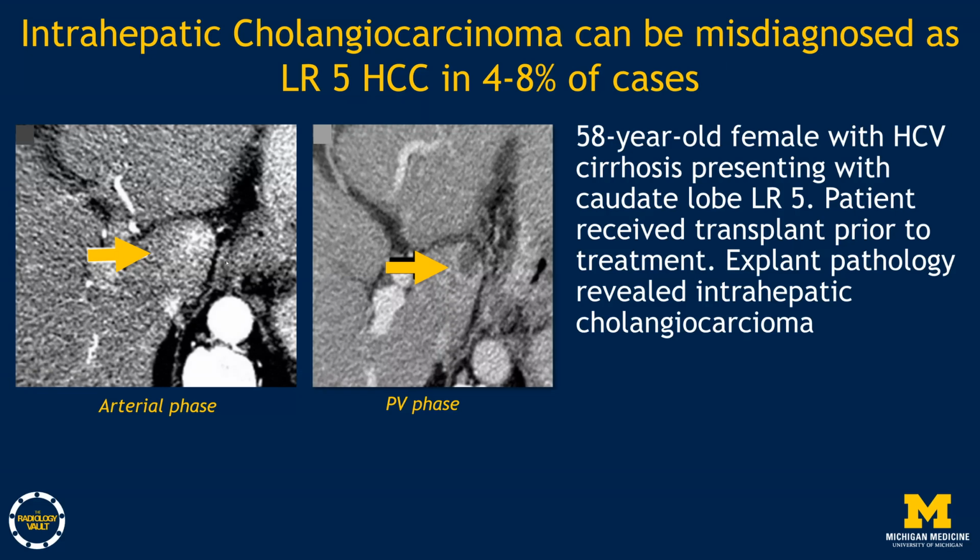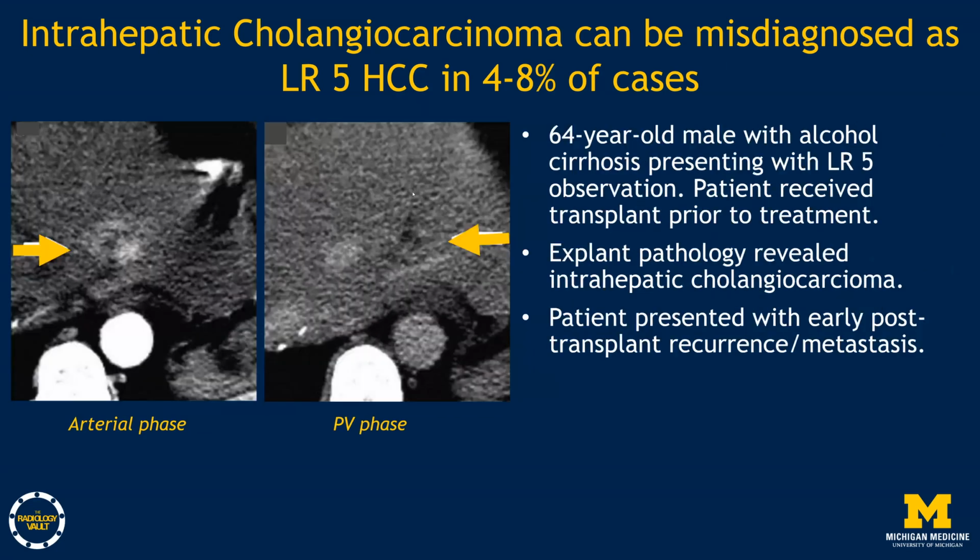We have a caudate lobe observation with arterial phase hyperenhancement, washout, and a capsule. This person went for transplant without treatment, and explant pathology revealed intrahepatic cholangiocarcinoma. Here we have another observation with arterial phase hyperenhancement, washout, and explant revealed intrahepatic cholangiocarcinoma.